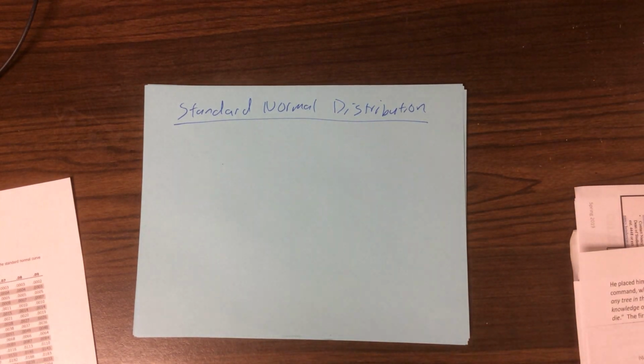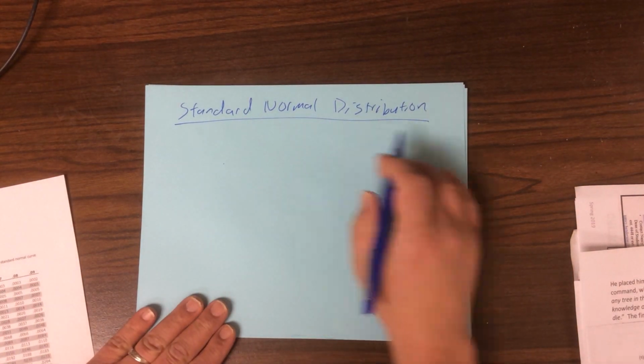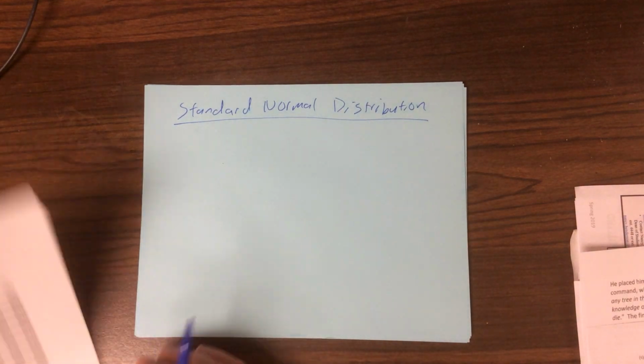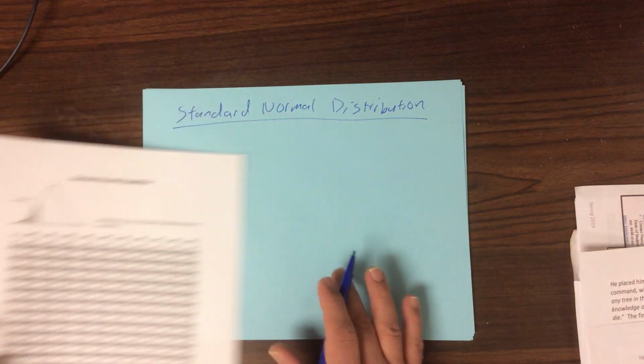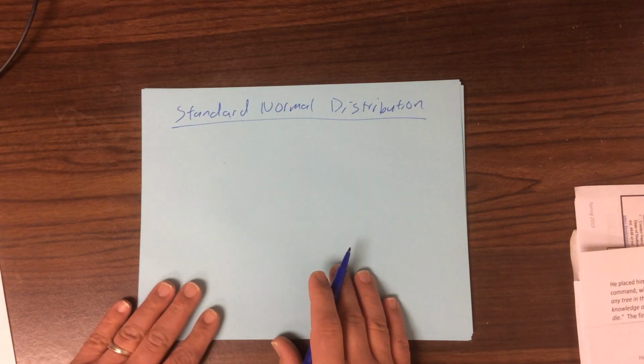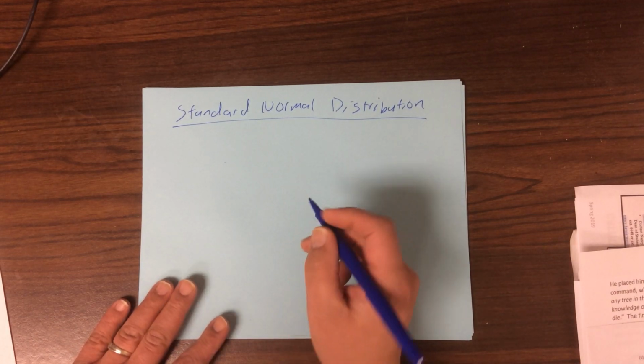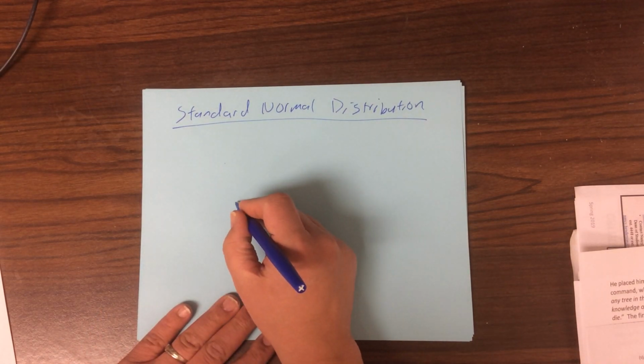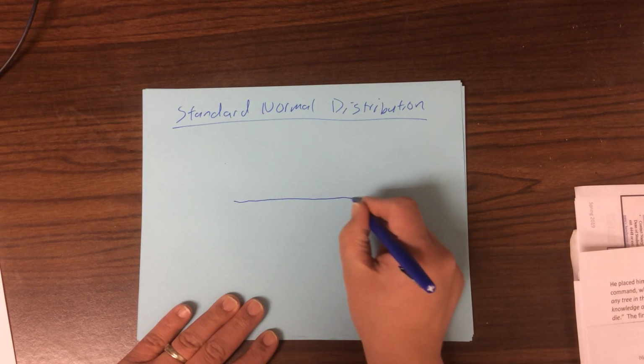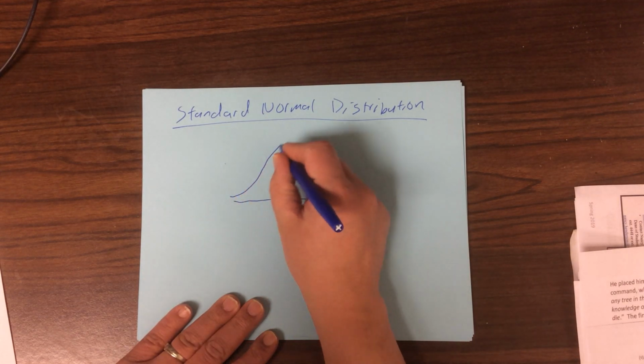Okay, this second video is on the standard normal distribution, and we're going to talk about how to use this standard normal table. Okay, and we're going to use this table to find areas underneath the curve. So let me first describe what the standard normal distribution is and what I mean by areas underneath the curve.